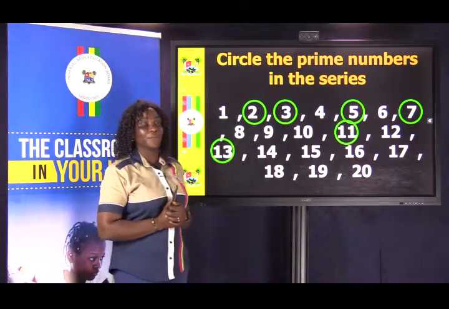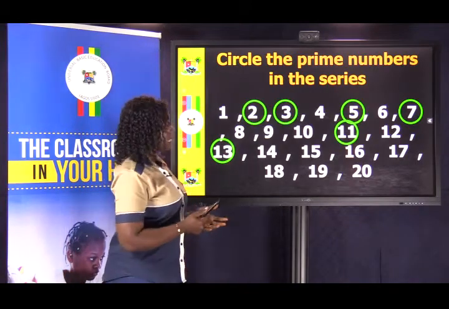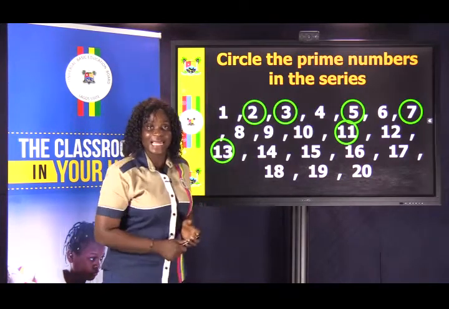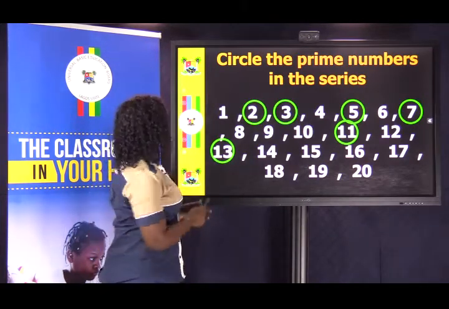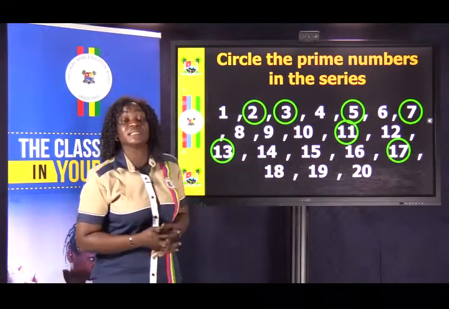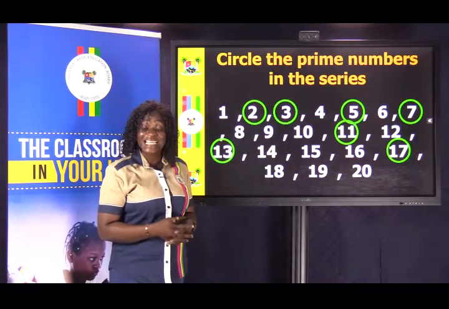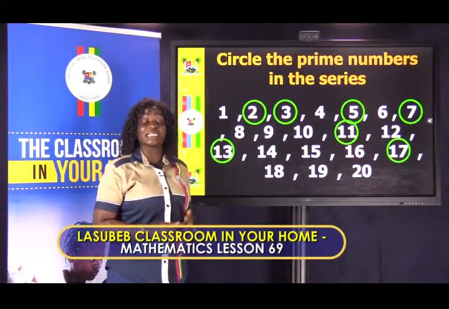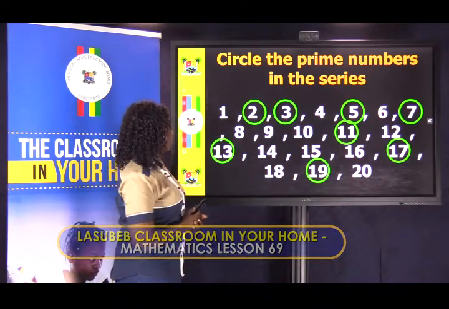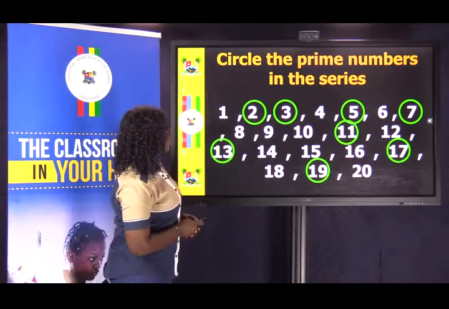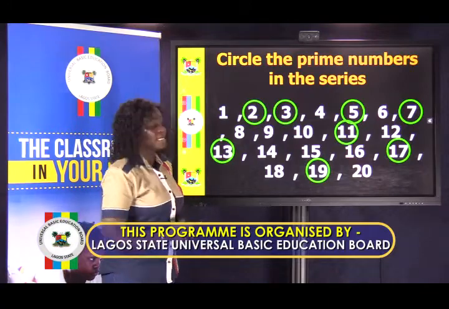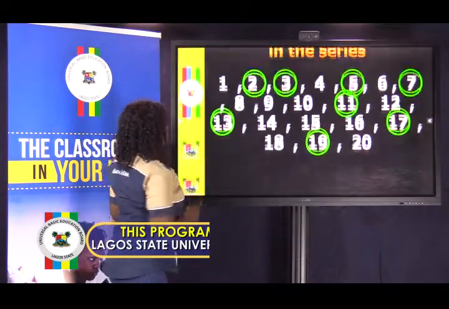16 is not a prime number because 2 times 8 is 16 and 4 times 4 is 16. So 2, 4, 8 can divide 16. 17 is a prime number. 18 is not a prime number because 3 times 6 is 18 and 2 times 9 is 18. So 2, 3, 6 and 9 can divide 18. 19 is a prime number. So the prime numbers between 1 and 20 are 2, 3, 5, 7, 11, 13, 17 and 19.